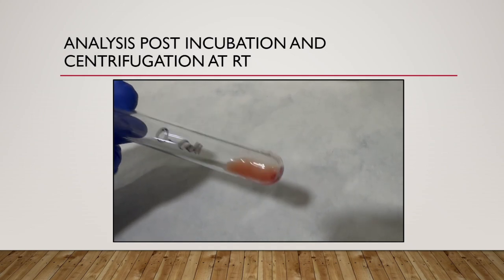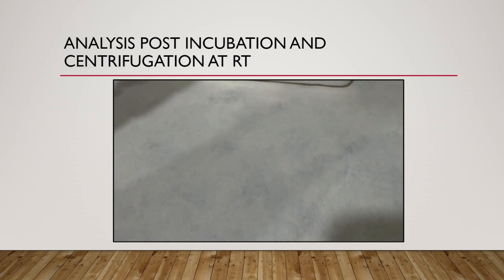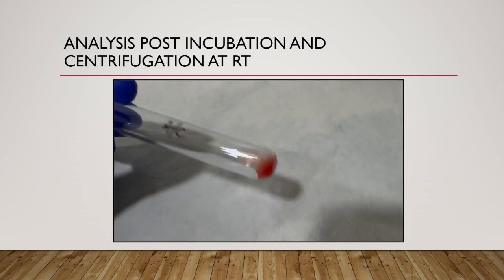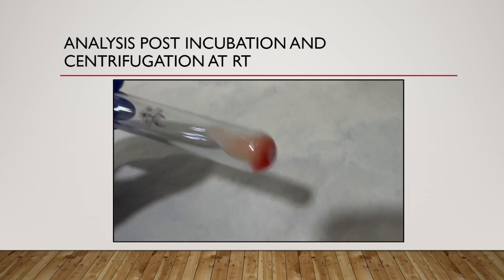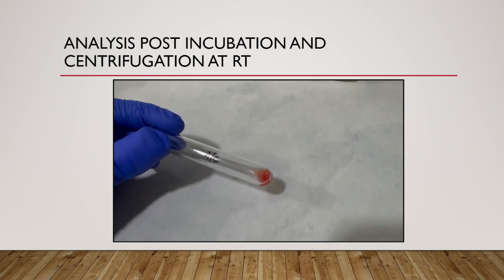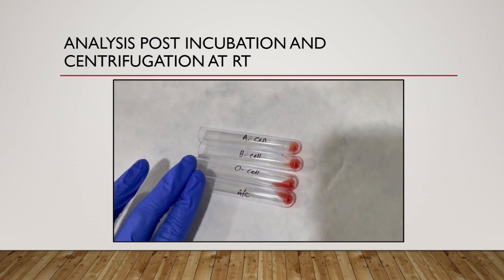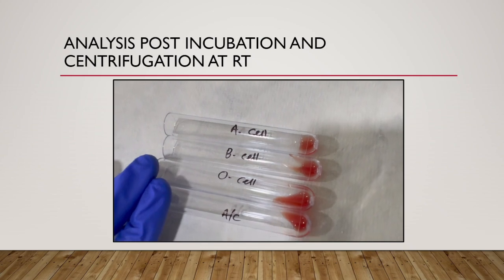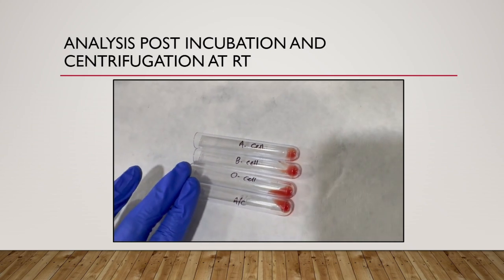In O cell also there is no agglutination. In autocontrol tube also there is no agglutination. Here we can see that there is no agglutination reaction in all the 4 reverse grouping tubes, hence the group of A positive cannot be confirmed.